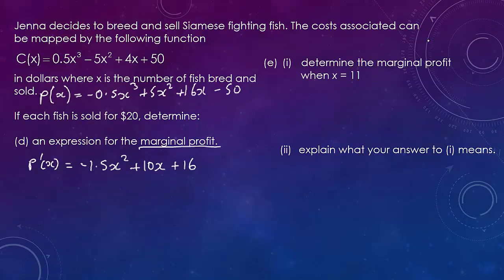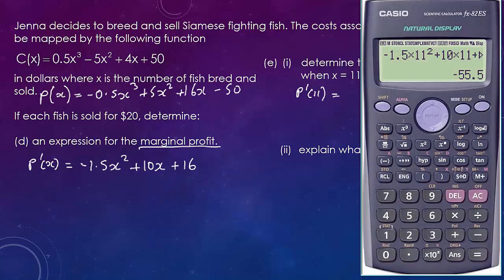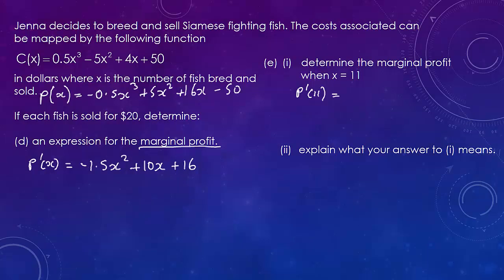Determine the marginal profit when x is 11. So that's just a case of calculating p dashed of 11. So substituting in and calculating, and I think I've already done the calculation on the calculator, so let's just bring up the calculator. And it's negative 55.5. So remember that that's money, so that's negative $55.50.